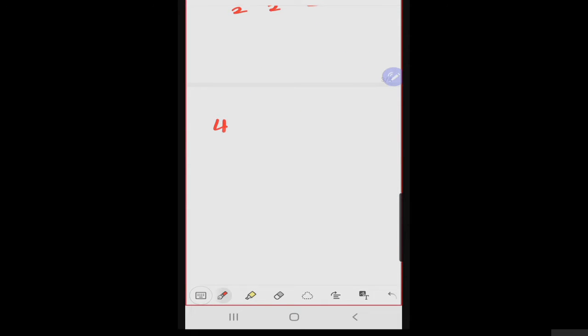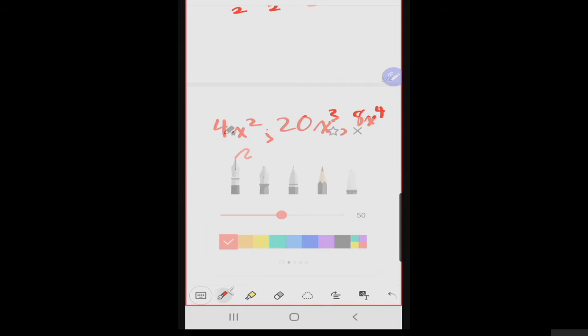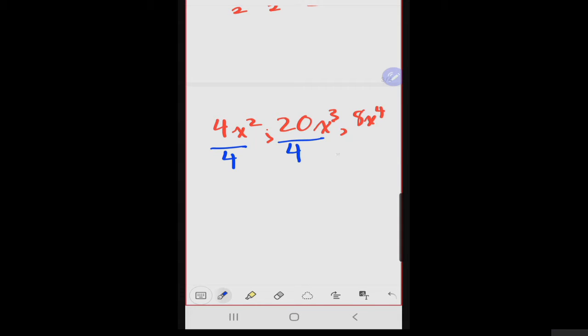All right, let's say I have 4x squared and then 20x cubed, and then let's go 8x to the 4. Okay, so I need to find a number that divides all 3 of those terms. What number divides all 3 of them? Tell me. There's 2 parts to it. 4. So 4 divides all of them. That's the biggest number that divides all of them, right?